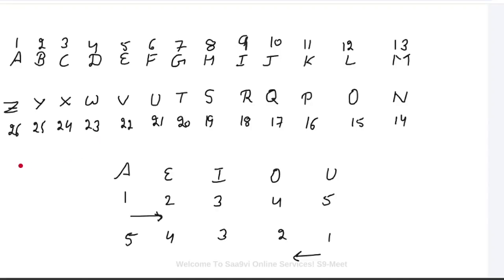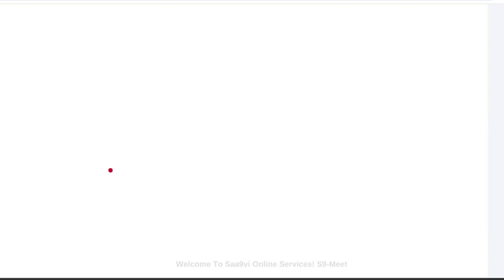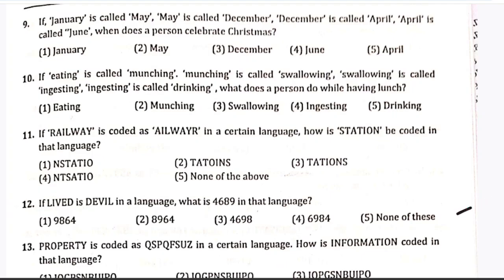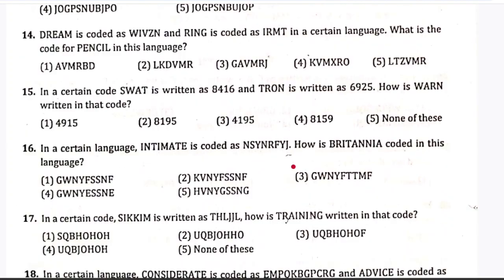Now there are 3 rules which we have to learn: Rule 1, Rule 2, and Rule 3. Let's take an example for Rule 1 first of all. Look at question number 15 in your books. The question says, in a certain code, SWAT is written as 8416, TRON is written as 6925. How will you write WARN?